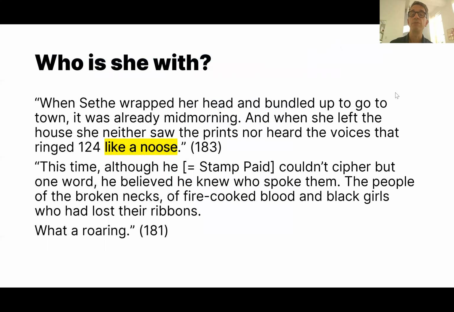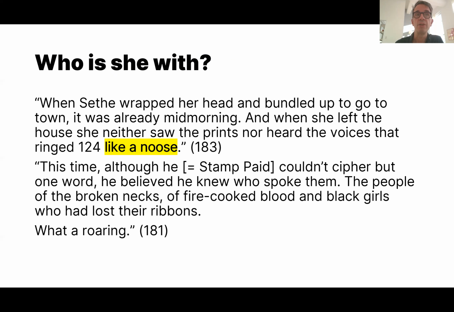And then we can pose the question of who it is that she's with. We believe that Beloved is the ghost of her murdered child, but we also have this record of who it is who is actually haunting the house. When Sethe wrapped her head and bundled up to go to town, it had already been morning, and when she left the house, she neither saw the prince nor heard the voices that ringed 124 like a noose. Noose is a very important word there.